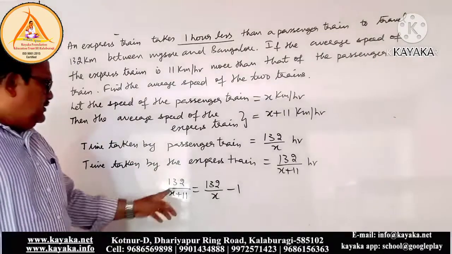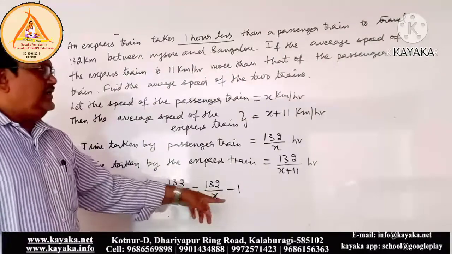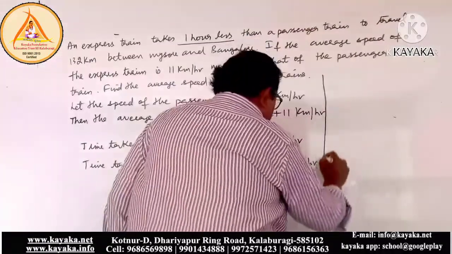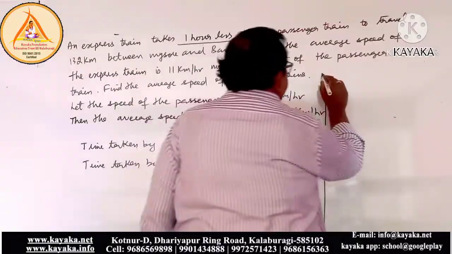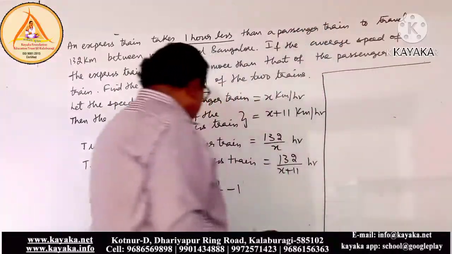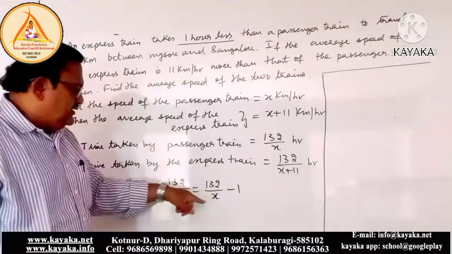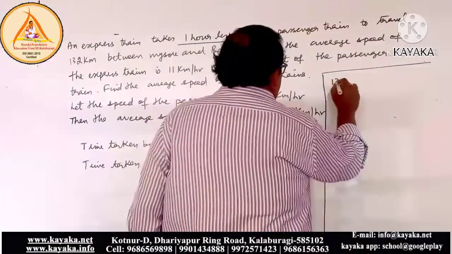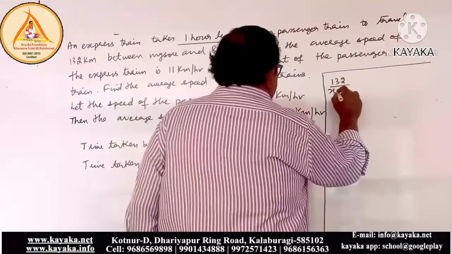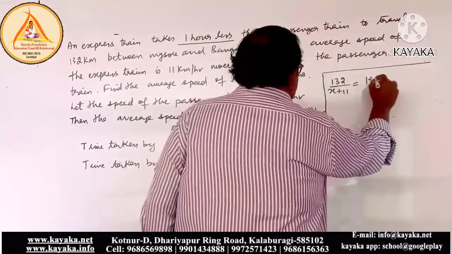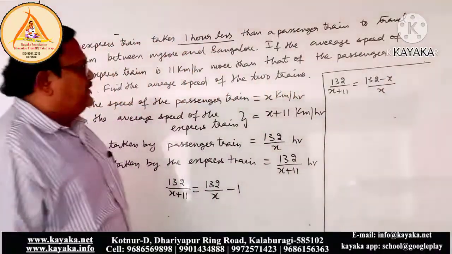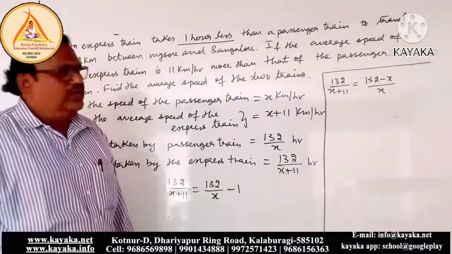Okay. Now we have to take the LCM for the right hand side. Here there is no place, I will continue here. Now you can see here, dear children, to take the LCM for the right hand side. Therefore, you will get 132 divided by x plus 11 will be equal to 132 minus x divided by x.